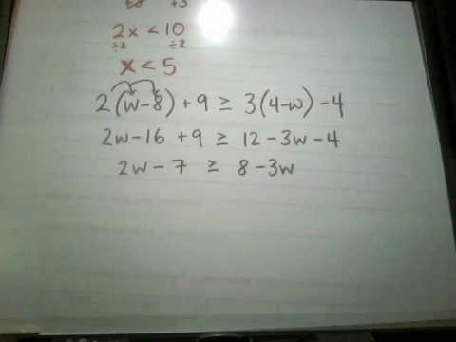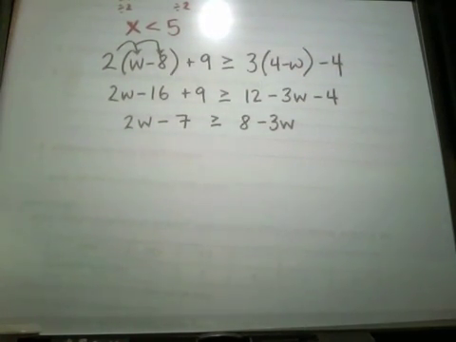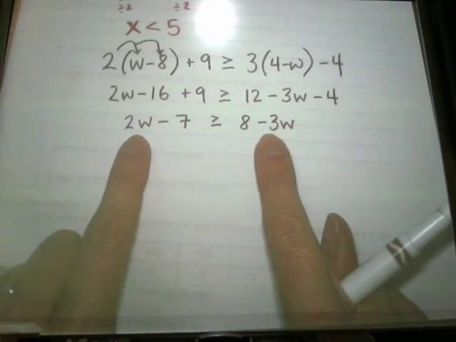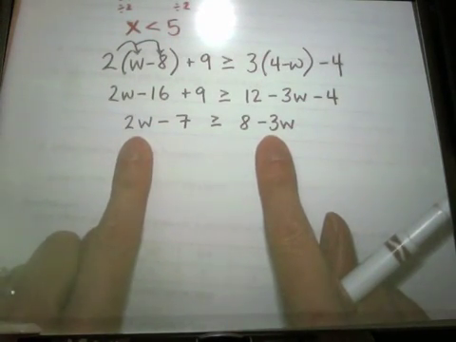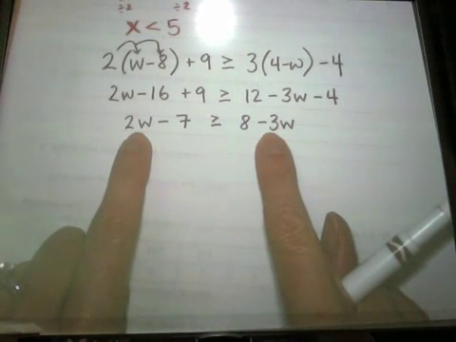Now, just like on the last one, I've got variables on both sides and I need to get them all together. I've been saying all along, try to move the smaller one. Which of these two is smaller? Carissa? Negative 3. Good. If you look at the sign, negative 3 is less than 2.